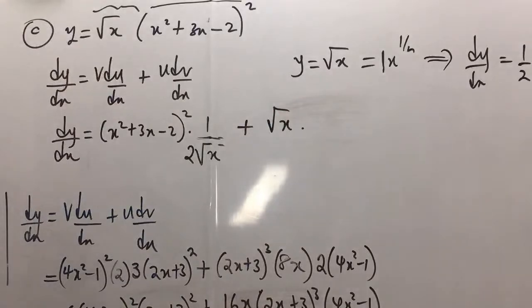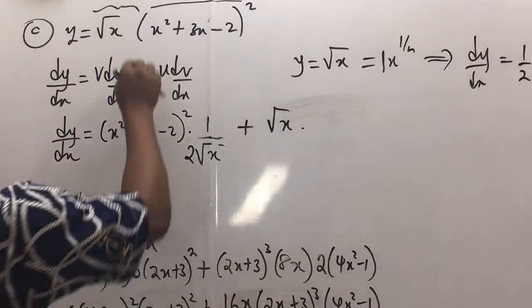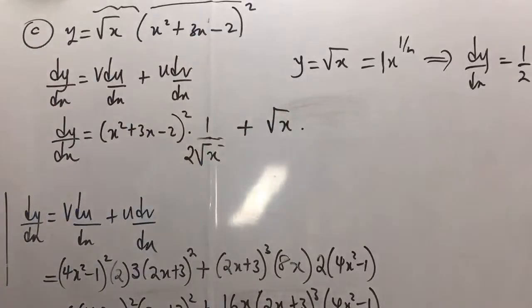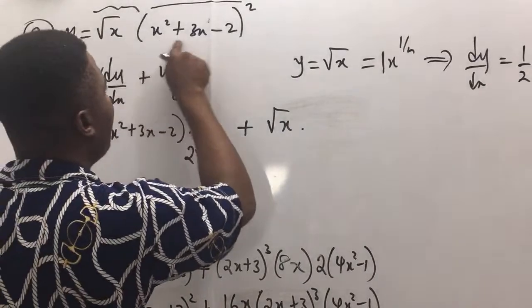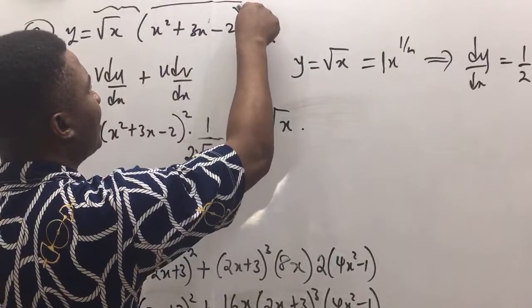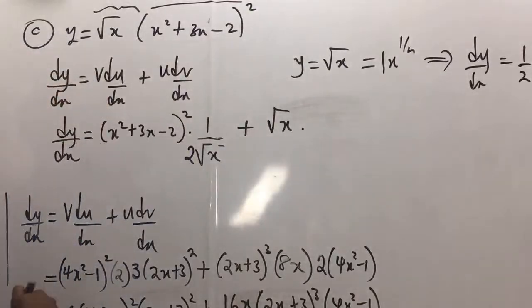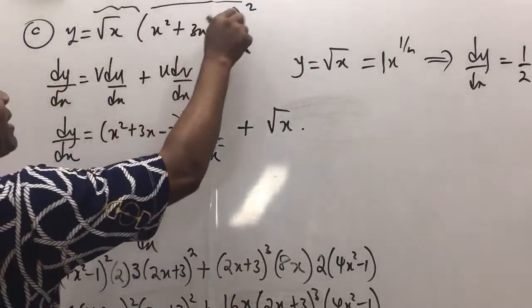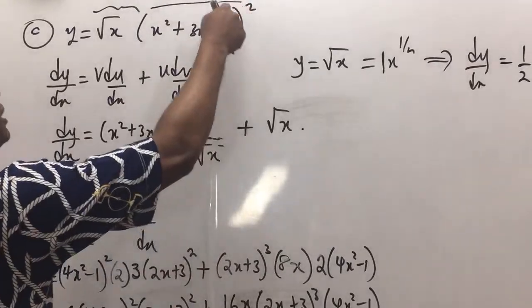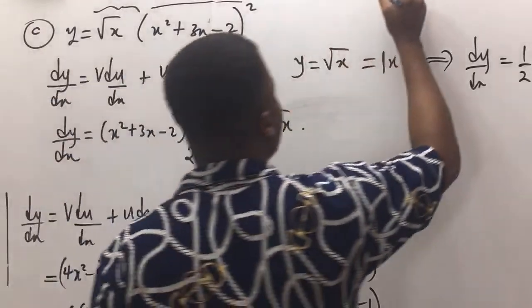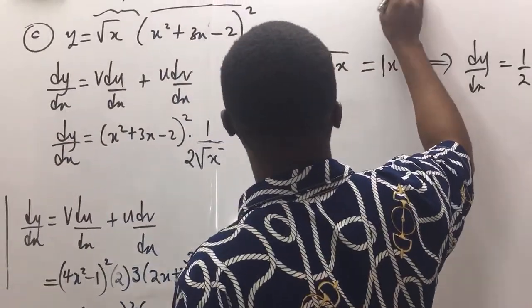What is your dv/dx? Your dv/dx will lead to a chain rule of differentiation. Because here you have a function in a bracket raised to power 2, and the bigger function is everything inside this bracket raised to power 2. When you differentiate the outer function, it will be 2 times. Let me show you what is going on here.